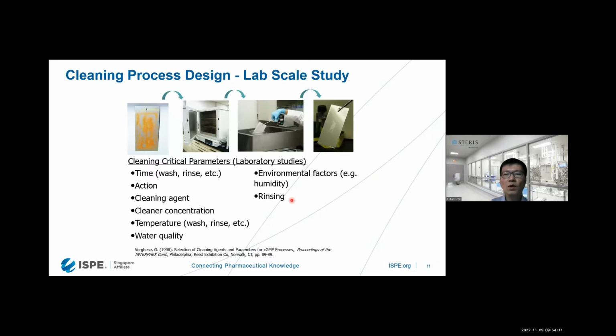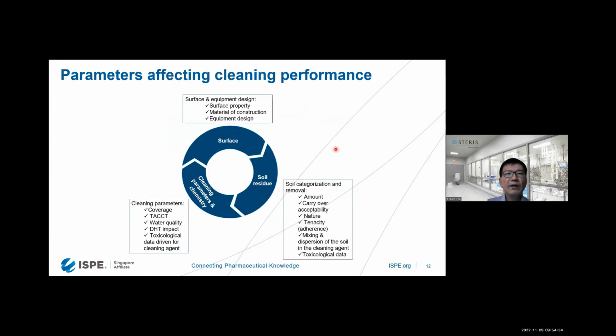You wouldn't want to use too many rinses at the end of the cleaning to remove the soil and also the cleaning detergent. So selection of the appropriate cleaning agent for the respective soil is very important in the design of optimized cleaning parameters. These are the parameters affecting the cleaning performance. Of course, the surface of the process equipment, the product contact surface where the soil is. So the surface property, the material of construction, and also the equipment design. Make sure that the equipment is designed to be easily cleanable.